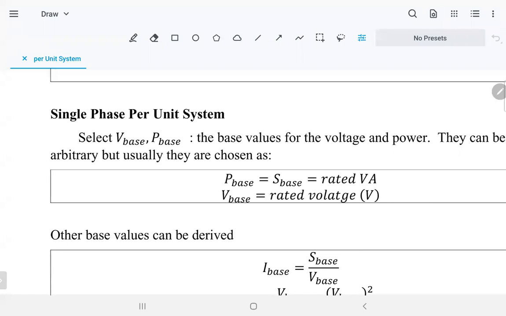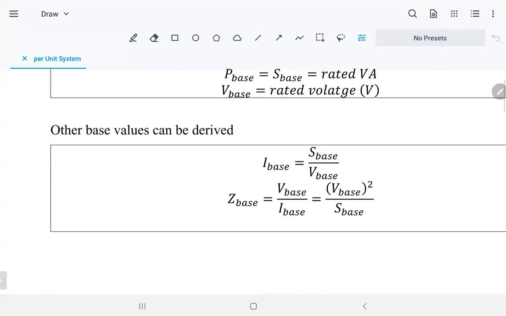So let's say that you choose the power base. When I say power base, I mean the apparent power base, volt amp base, and the voltage. How can you find the current base? Very simple. You divide the S base by V base. So if you have a system, let's say that you have a generator or a machine, and on this machine you'll find that it was written 120 volts. That's the rated value, V rated.